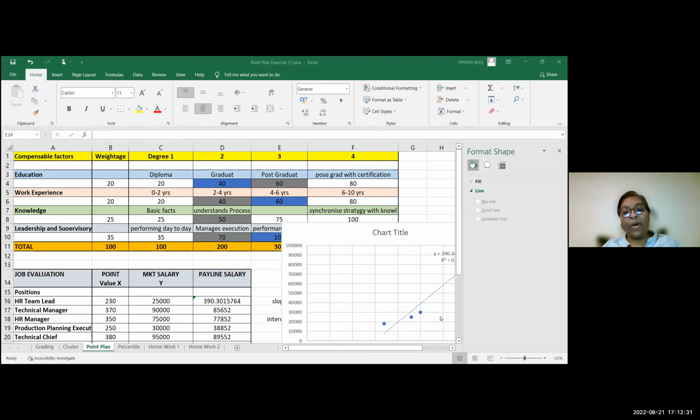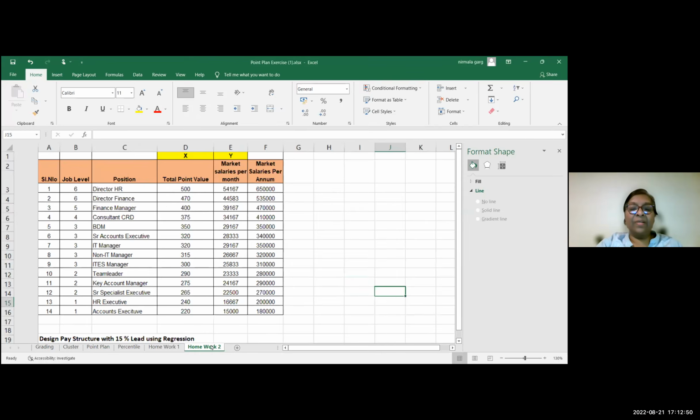So now everybody is clear about how to create a point plan and how to evaluate jobs and then calculate point values for positions. Very clear? Just give me a thumbs up. Everybody is very clear about it? Yes. Okay. Next, what will you do?